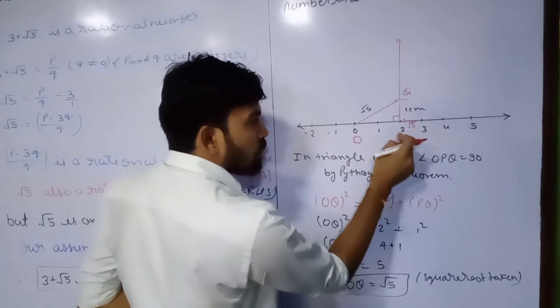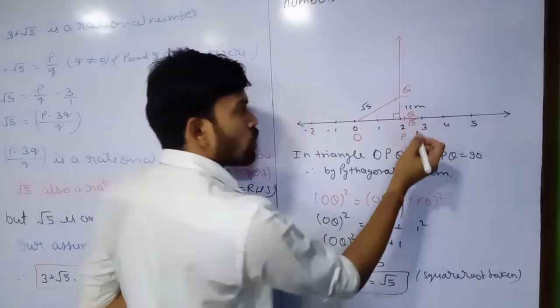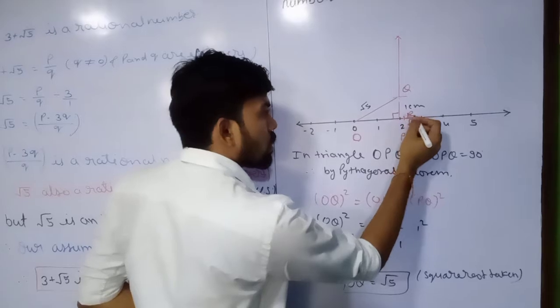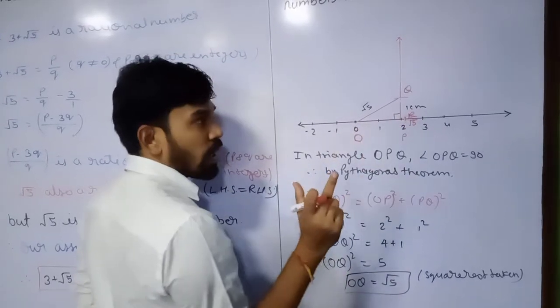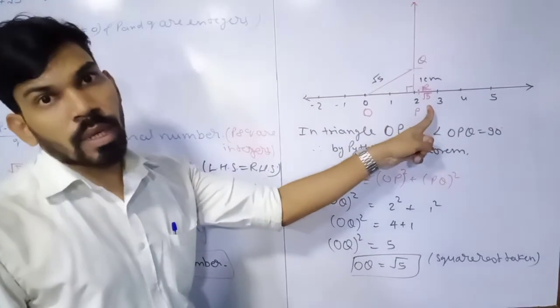Yes, that is between 2 and 3. Let me give it a name. I should give Q. Sorry, Q is repeated, so R. So O to R is the distance of root 5. This way we can represent root 5 on the number line.